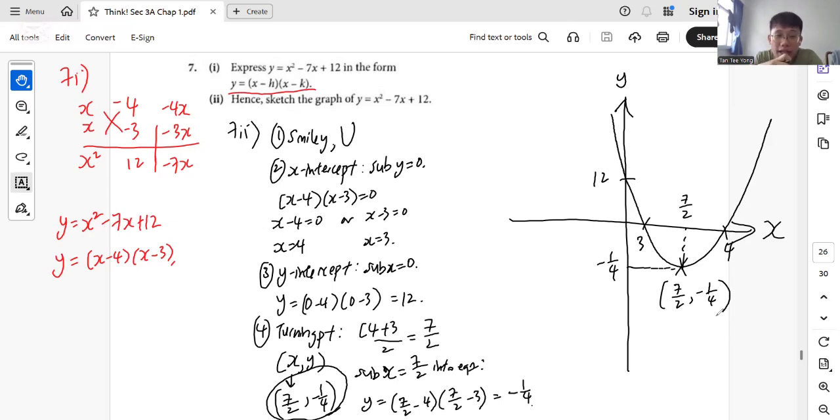Backtrack again. Smiley face. X-intercepts 3 and 4. Y-intercept 12. And then the turning point, label 7 over 2 comma negative 1 over 4. Lastly, just finalize your answer by labeling the graph. That's all. I hope you understand how I came up with all this information and sketched the graph appropriately. So this is it for question 7.